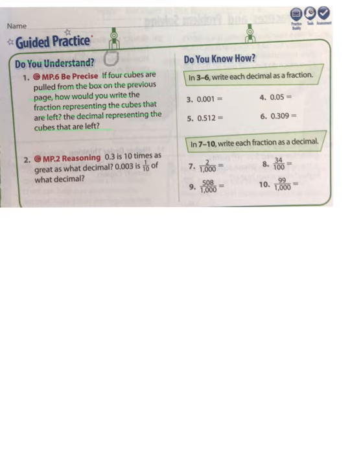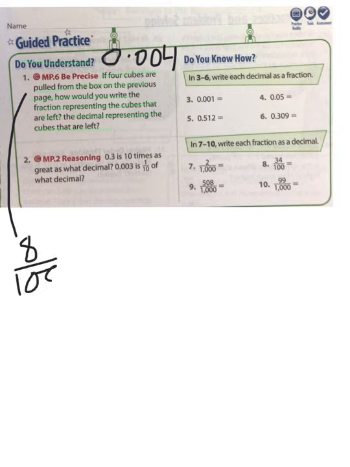Oops, let me make it so it's not highlighted. 0.004, which is 4 thousandths of a cube. If we were going to take 4 more away, that would be 8 thousandths. So if we're going to write that as a fraction, we would have 8 over 1,000. You can just write this in your book underneath it. I just don't have a lot of room.